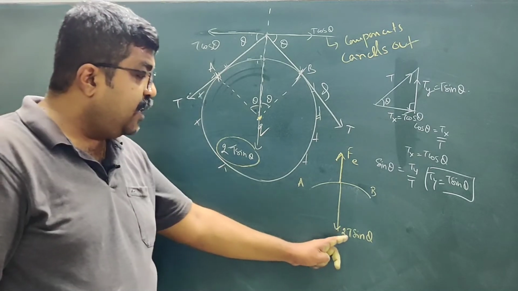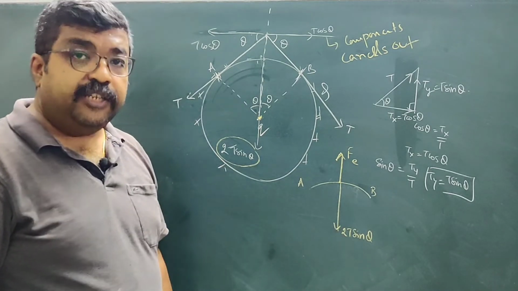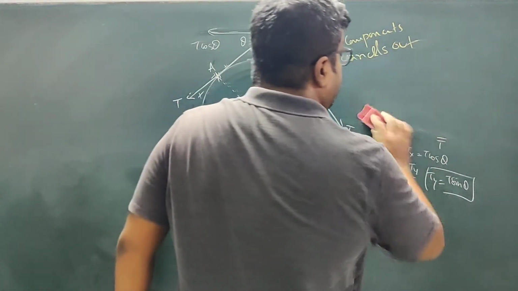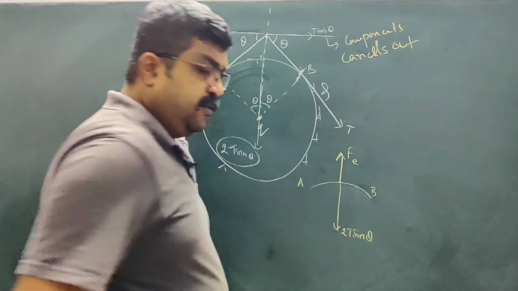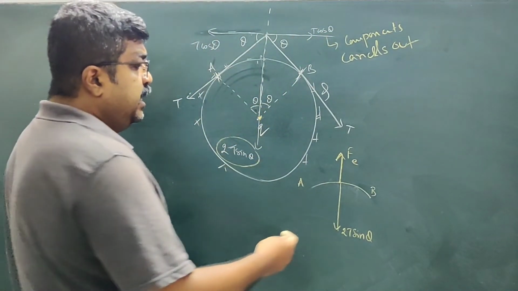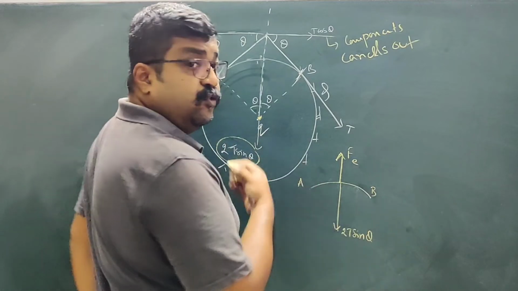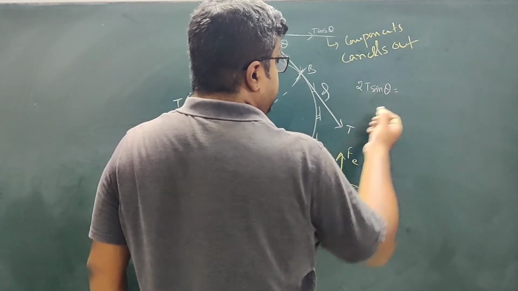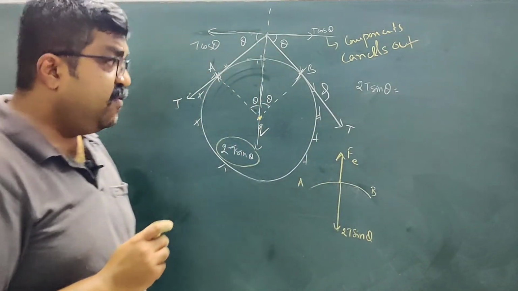So we have to find the value of this tension. How to find this value? Now we have to use some simple mathematics. We have to equate these two forces. So 2T sin theta is equal to Fe.